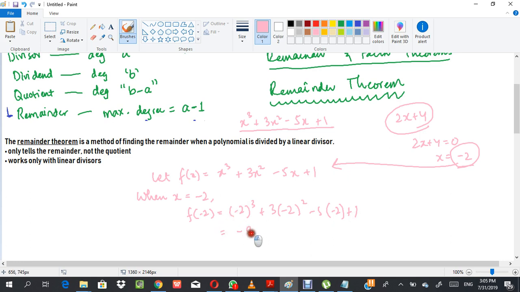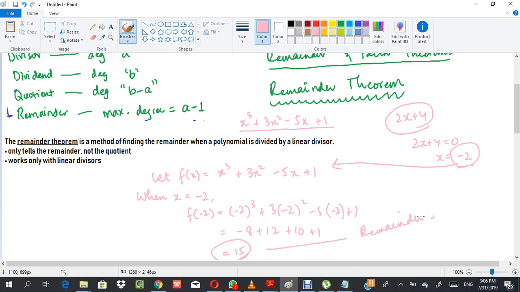This gives me negative 8 plus 12 plus 10 plus 1, which is 23. 23 take away 8. And the answer is 15. Now this 15 is the remainder. So I hope the remainder theorem is very clear.